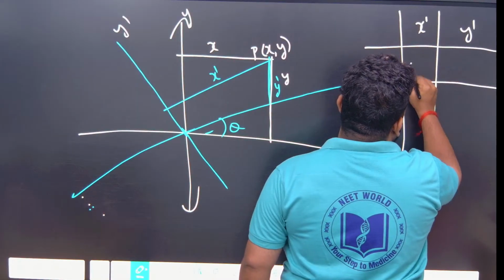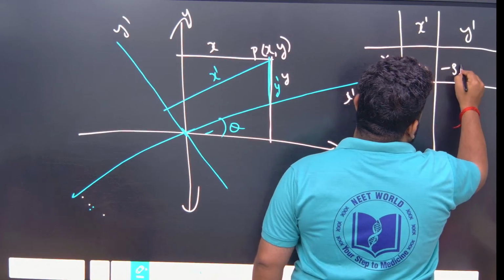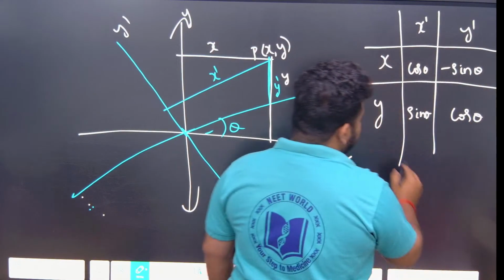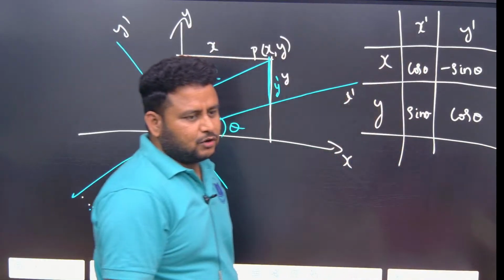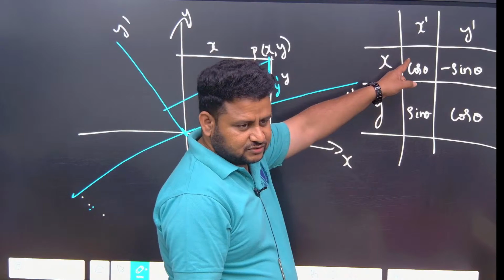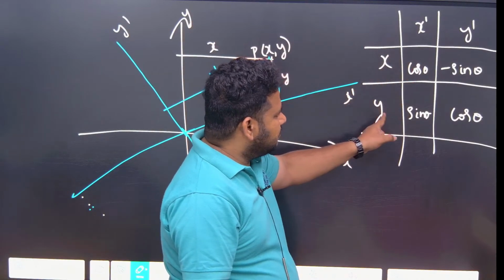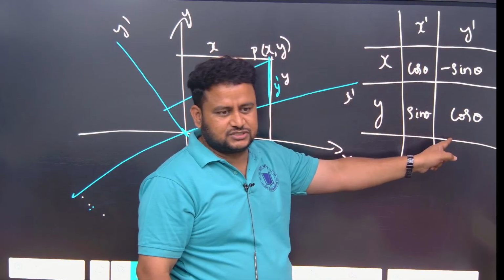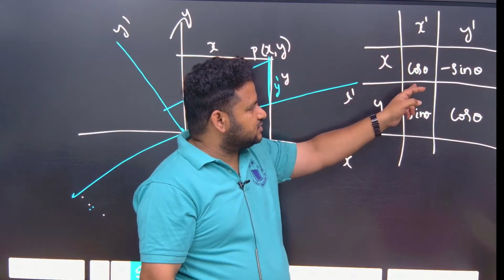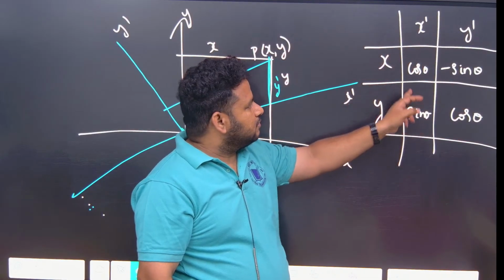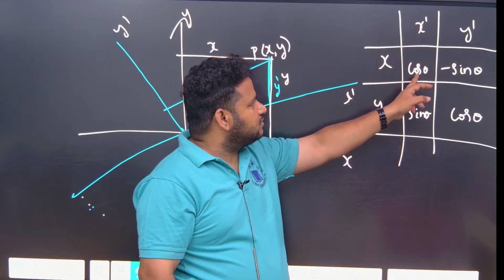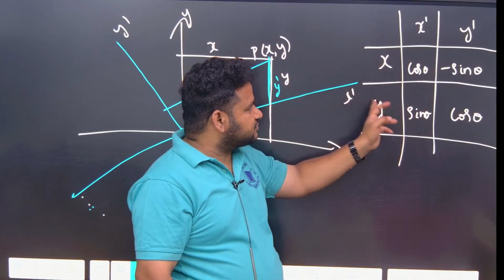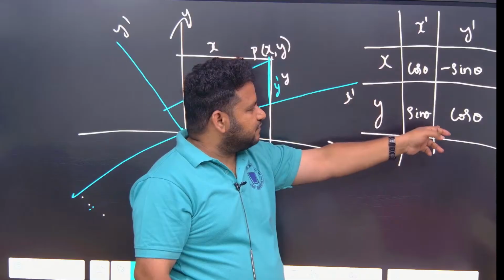This will be cos theta, minus sin theta, sin theta, cos theta. Now when they ask x dash, you have to write x cos theta plus y sin theta. When they ask y dash, you have to write minus x sin theta plus y cos theta. But if they ask x, x dash cos theta, what should you write? Minus y dash sin theta. If they ask y, x dash sin theta plus y dash cos theta, like that you have to write.